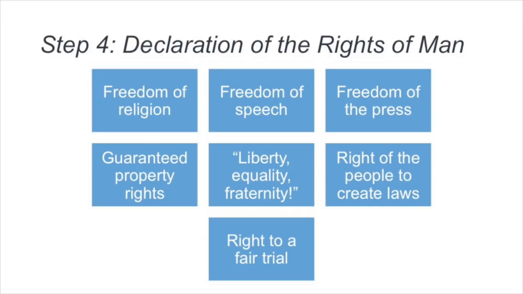So France would now become what we would call a constitutional monarchy, with a new constitution called the Declaration of the Rights of Man and Citizen. And what this declaration provided was freedom of religion. You no longer had to be a Catholic. Freedom of speech. You could speak out against whoever, whenever. Freedom of the press. You could write whatever. You guaranteed property rights to the people, and gave us the slogan for the French Revolution: liberty, equality, and fraternity, also known as brotherhood. The rights of the people to create laws, and a right to fair trials.